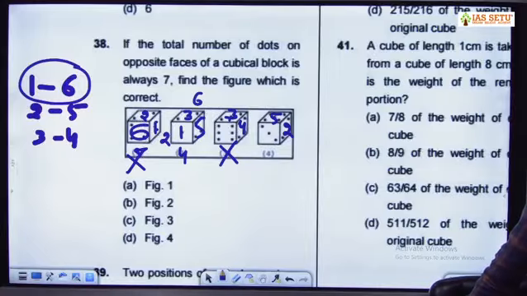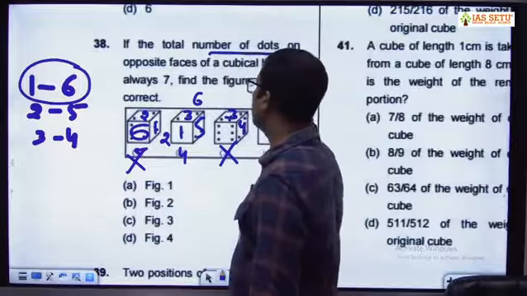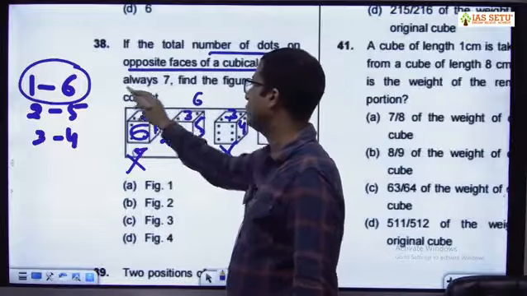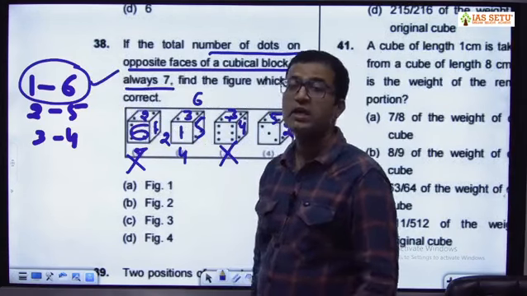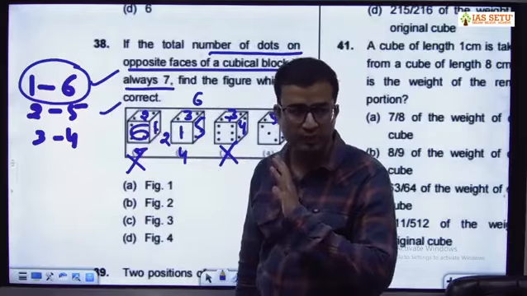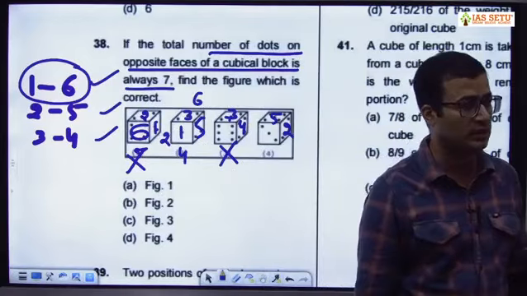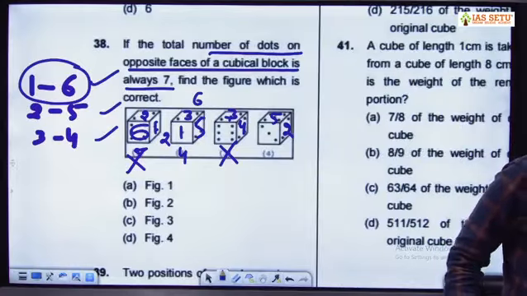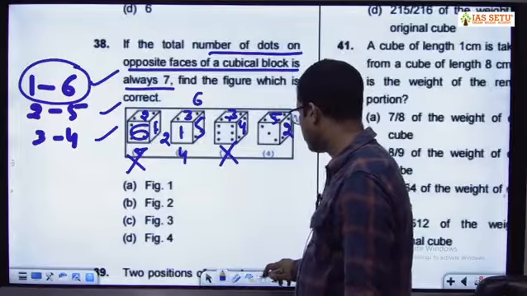Is it okay? Any doubt? कोई rocket science नहीं, easy question है. Question में clearly लिखा है, if the total number of dots on opposite faces of a cubical block is always 7, to satisfy this, 1 and 6 have to be opposite, meaning 1 and 6 cannot be adjacent. 2 and 5 have to be opposite, can't be adjacent. 3 and 4 have to be opposite, can't be adjacent, and accordingly you check.